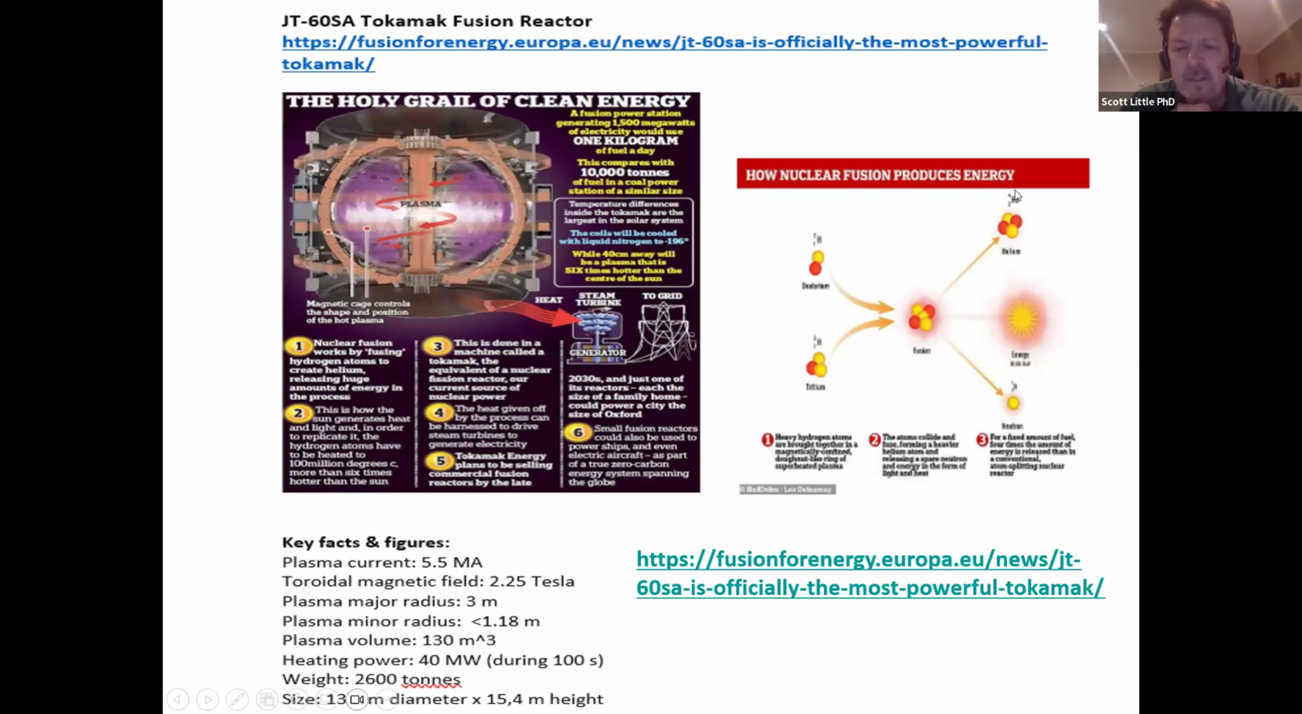And when you fuse them together, you get helium because you're increasing your atomic number of hydrogen, and you also get energy. And that's where the energy, in the form of heat, is coming out of this reactor. And so this one here, they say it's producing about 40 megawatts. But it's the very, very strong magnetic field, about 2.25 Tesla, which is a huge magnetic field, and about 5 million amps for the plasma current.